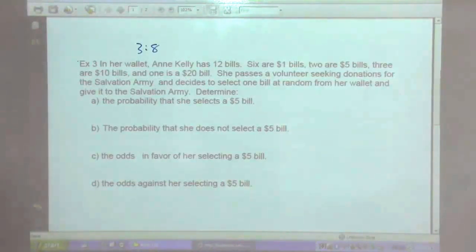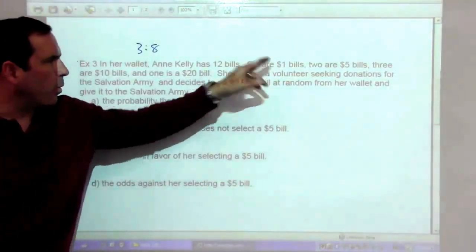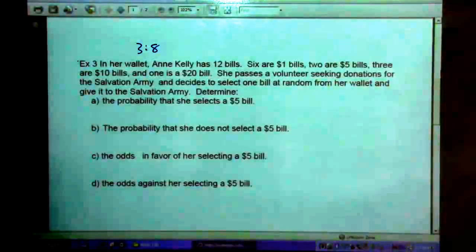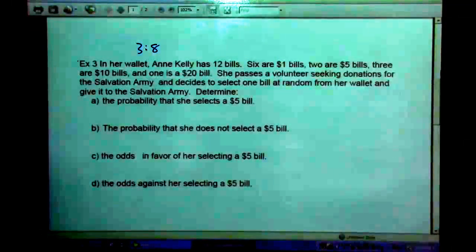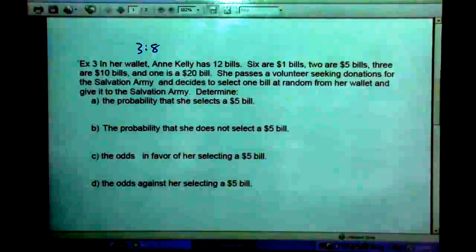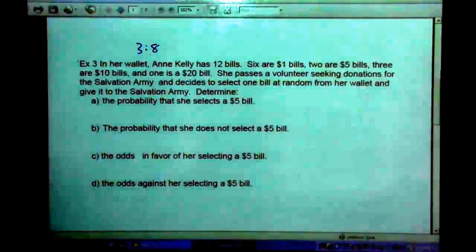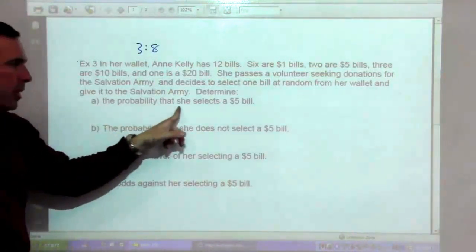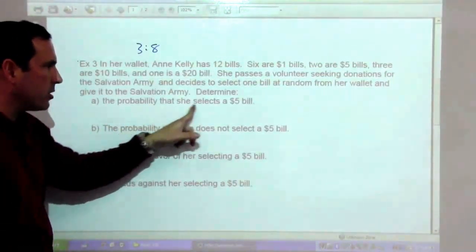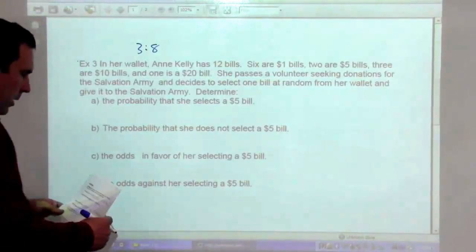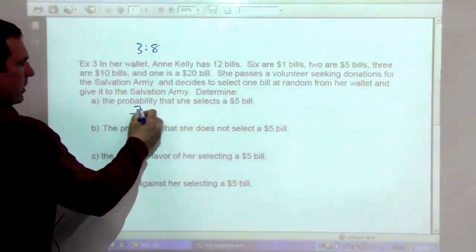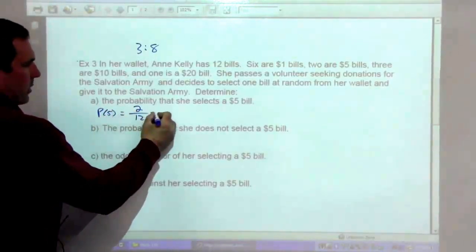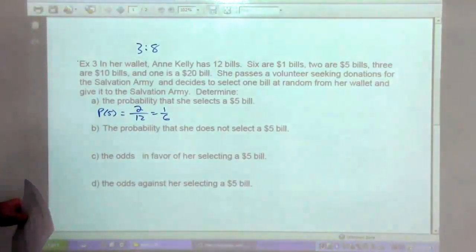In her wallet, Ann Kelly has 12 bills. 6 are $1 bills, 2 are $5 bills, 3 are $10 bills, and 1 is a $20 bill. She passes a volunteer seeking donations for the Salvation Army and decides to select one bill at random from her wallet and give it to the Salvation Army. Determine the probability, this is different than odds, probability that she selects a $5 bill. Well, there are 2 $5 bills out of the 12 bills altogether. That's 1 out of 6.